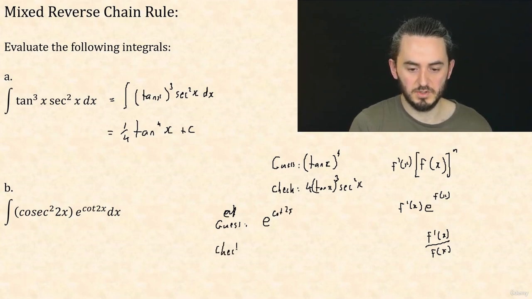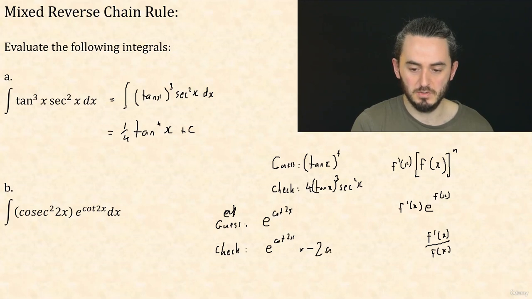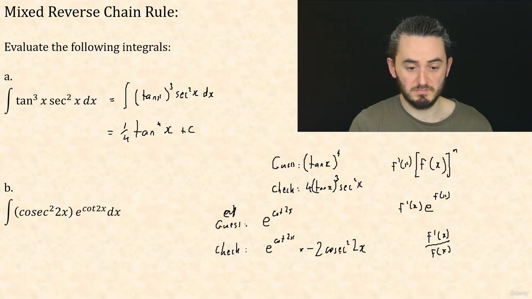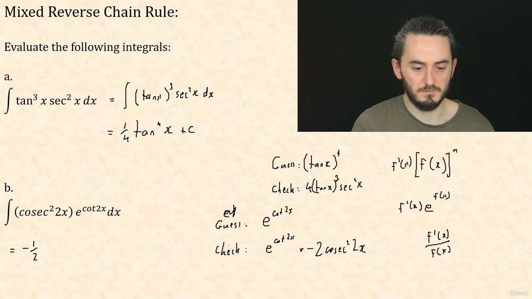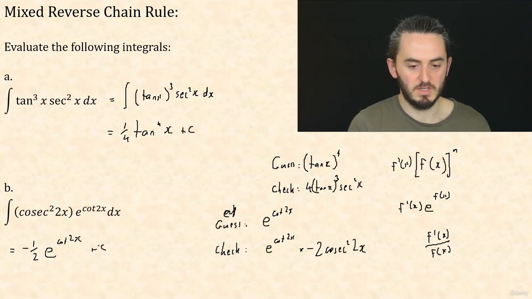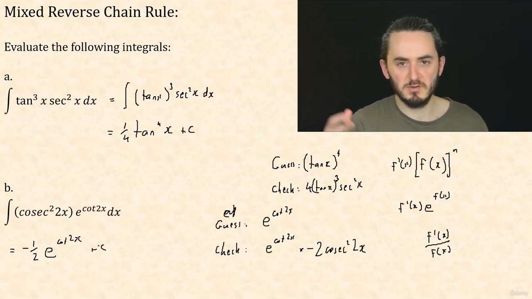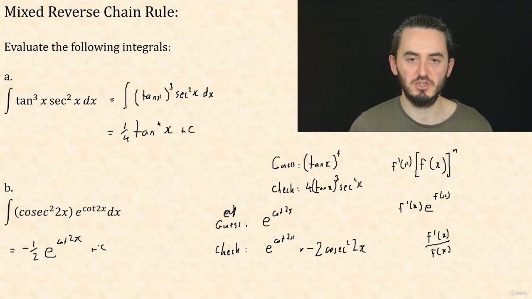And when I check, what do I get? Well, I get e to the cot 2x multiplied by the derivative of cot 2x, which is minus 2 cosec squared 2x. So that's perfect, it's just minus 2 times too big. So I'll just divide by minus 2 and get minus 1/2 times my guess, which was e to the cot 2x, plus c. So hopefully you get a sense of how we spot which version of reverse chain rule was used.